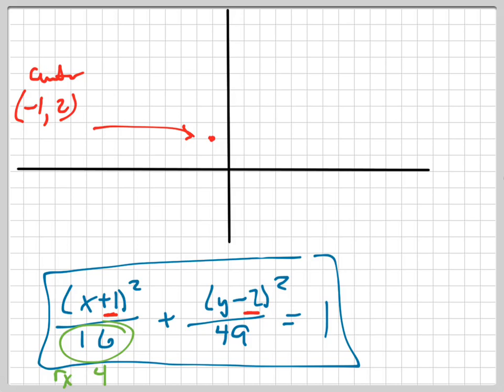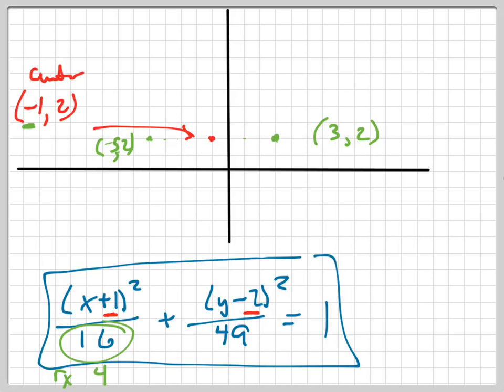So I'm going to go right 4, and I'll just go ahead and label the points as I do it. So this point right here is going to be (3, 2), and then I'm also going to go left 4. So that point right there is (negative 5, 2), because I went 4 left and right. I added 4 and subtracted 4 from negative 1 to get the green points.